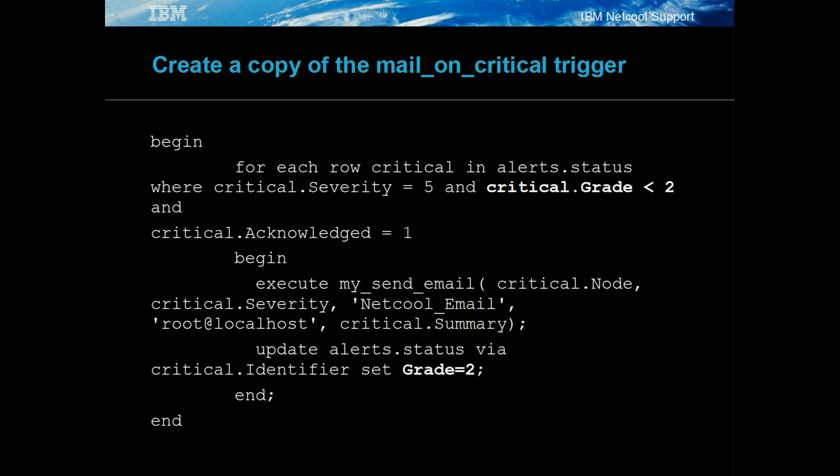Create a copy of the mail_on_critical trigger and modify it to call the custom sendmail procedure. Ensure that the trigger only runs the procedure once, which is done using the grade field in the default trigger.